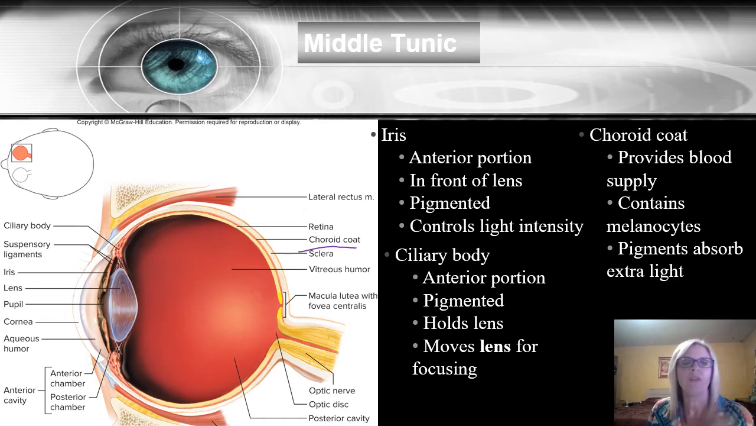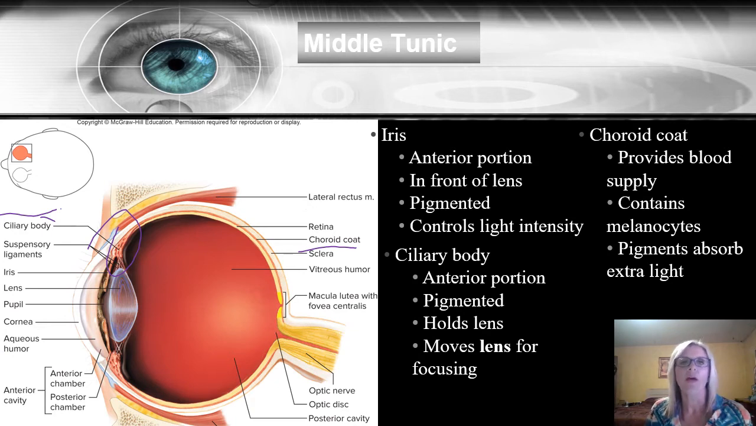Next we have the ciliary body. You can see the ciliary body here. This forms a ring inside the anterior or front portion of the eye. It contains some folded ciliary processes and some smooth muscle, and these together form the ciliary muscle.